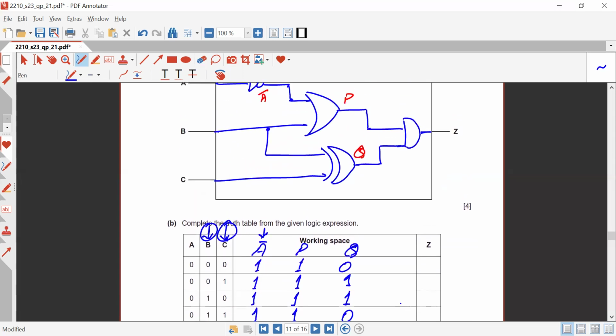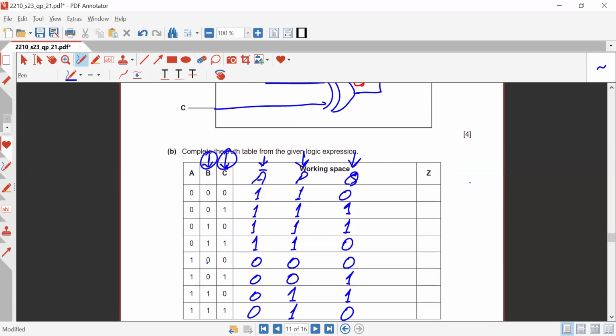Finally, for the Z, it's an AND gate between P and Q. So the AND gate will give you an output in the high state if the inputs are in the high state. So 1 0 will give you a 0, 1 1 will be a 1, again 1 1 will be a 1, then a 0, again a 0, again a 0, 1 and a 0. So this is how we need to actually do these things.